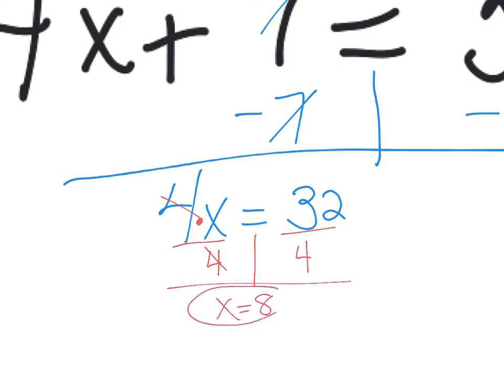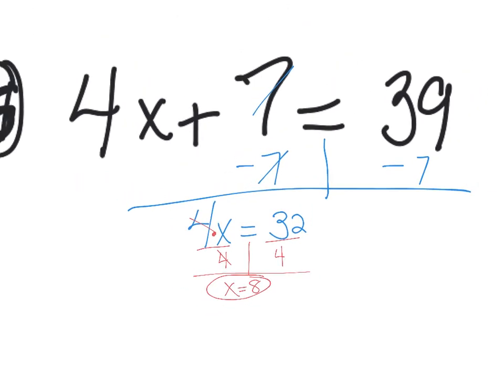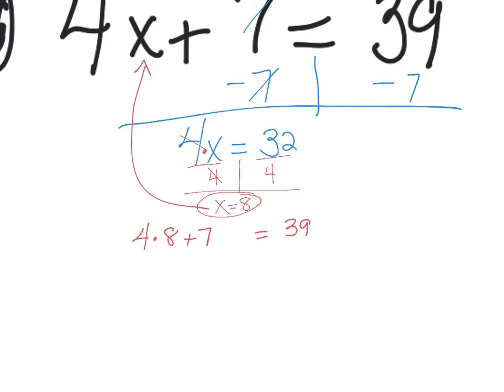A lot of you had the right answer. How do we know if we're right? Plug it right back in there. 4 times 8 plus 7. What do we want that to equal? 39. This is an order of operations problem in your check. What do we do first? Add or multiply? 4 times 8 is 32 plus 7. What is that? 39. Is that what we wanted? And it checks.